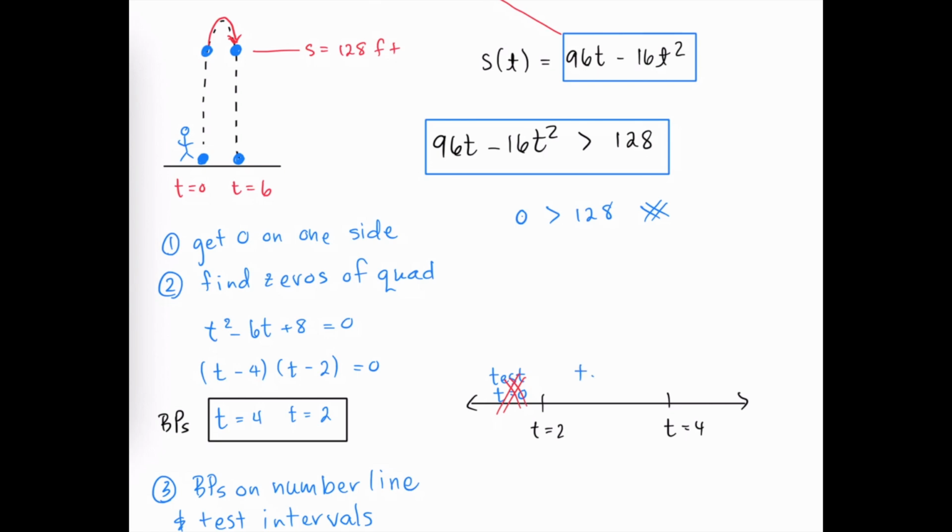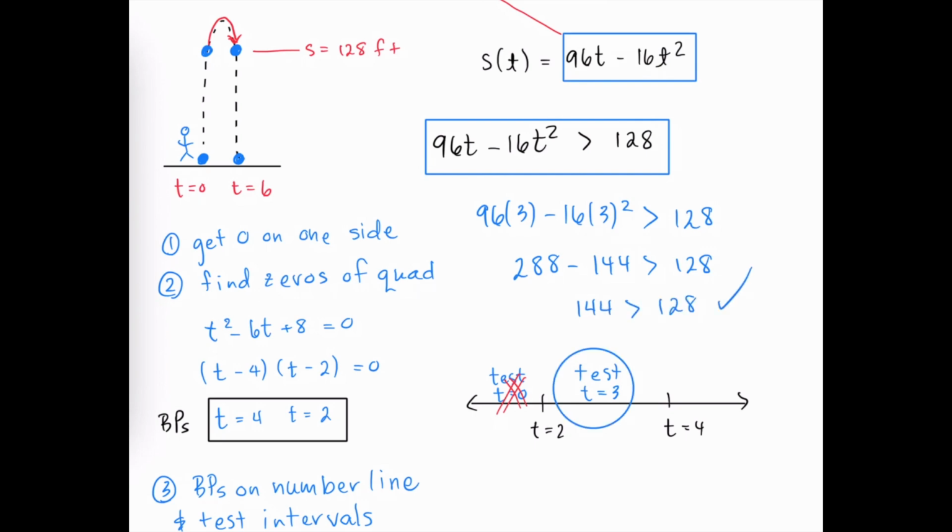Now let's test a value inside the middle interval, and we'll test t is equal to 3. Again, our test value is being plugged back into the original inequality. So we have 96 times 3 minus 16(3) squared, and we want to know, is this greater than 128? 96 times 3 is 288. 16 times 9 is 144. 288 minus 144 is positive 144, and that is greater than 128. So this interval does work because our test value works.